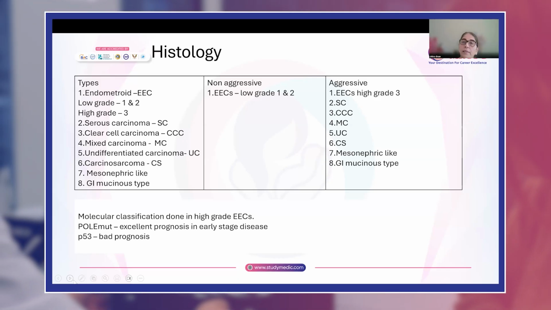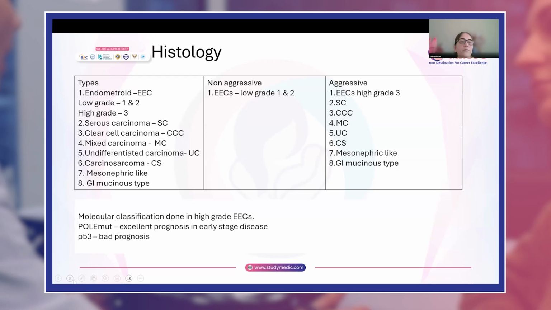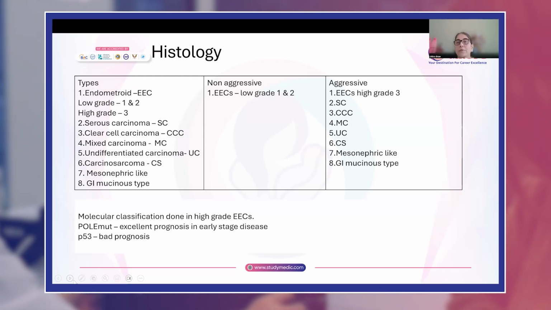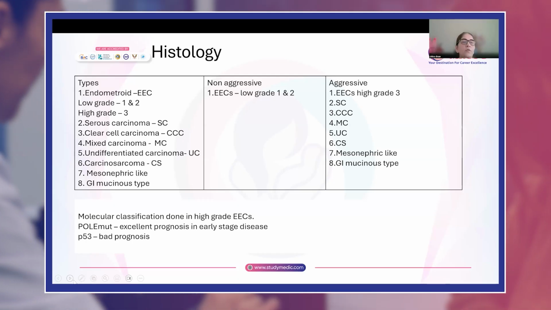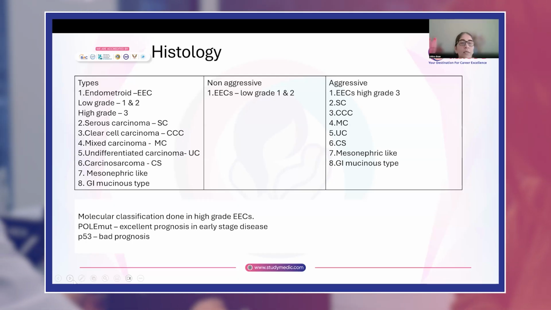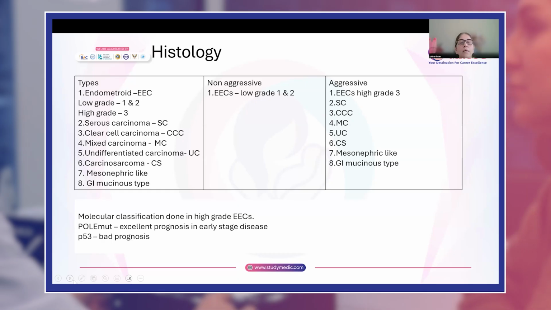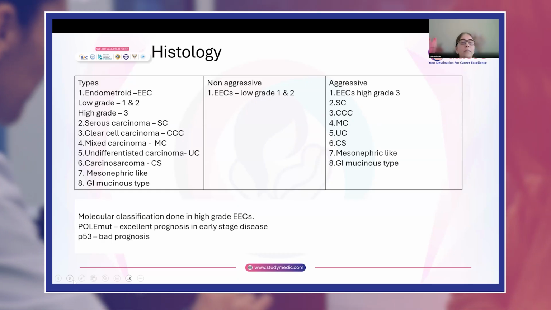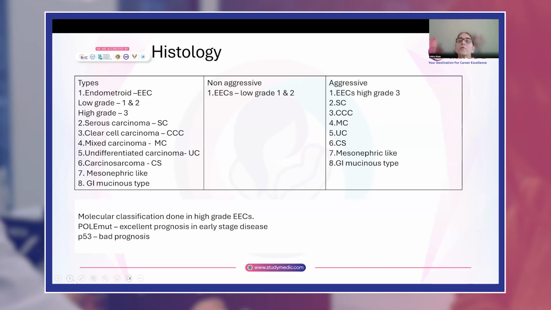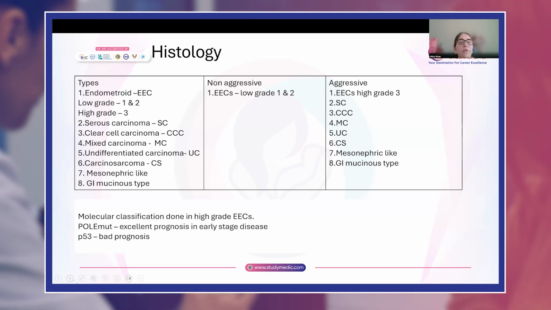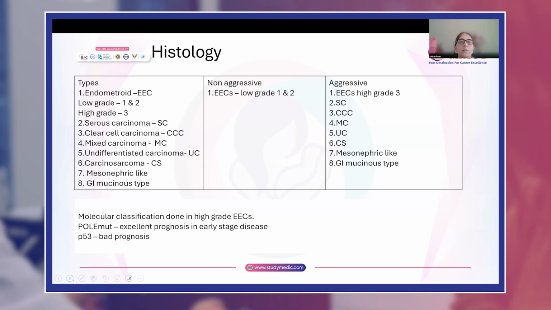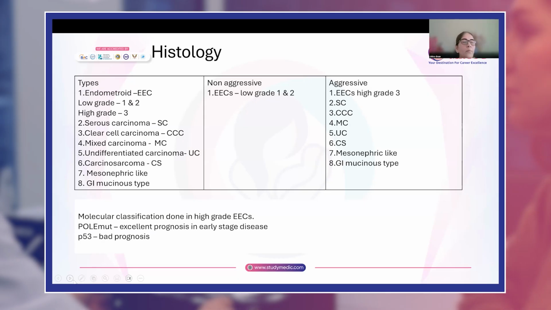Now, a new thing in the FIGO 2023 classification is that molecular classification is done. It is usually done for high-grade endometrioid carcinomas. Whenever you have the POLE mutation classification, usually if it is early stage disease, the prognosis is excellent for this histological type. Whereas those who have P53 mutation are considered to have a bad prognosis.